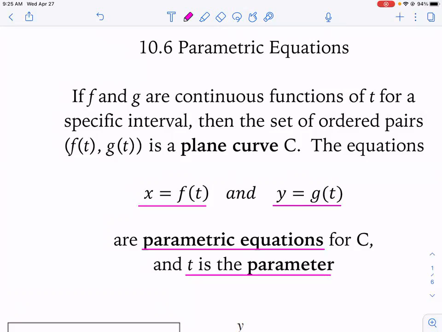FYI, today and tomorrow, this 10.6, this is the portion of the test that will be with a calculator. So everything that we did on our quiz yesterday was non-calculator. That will be like the first part of your test. The second part of your test will all be from 10.6, and it'll be with a calculator.